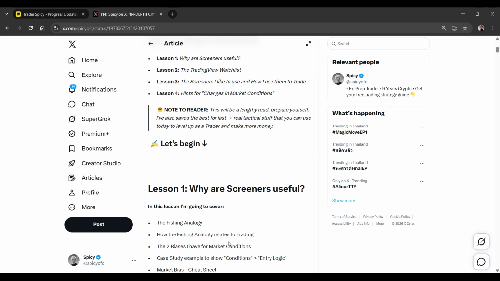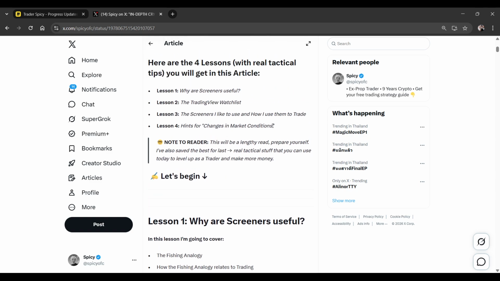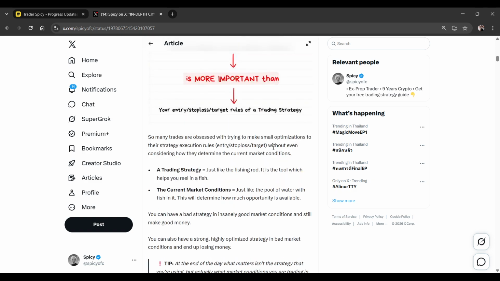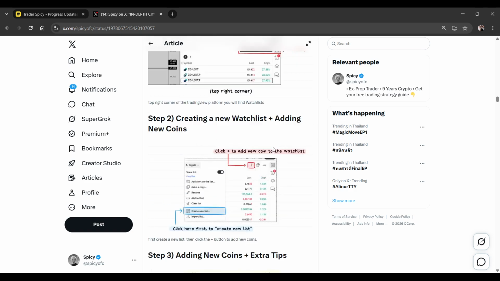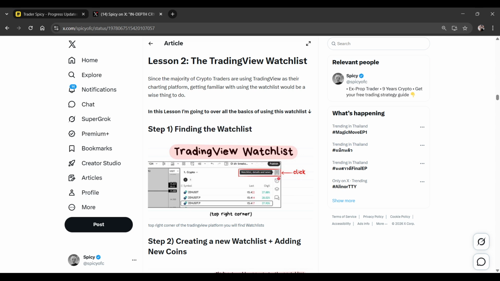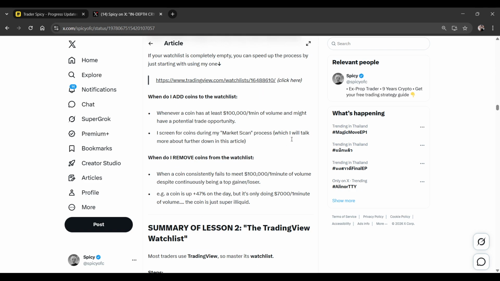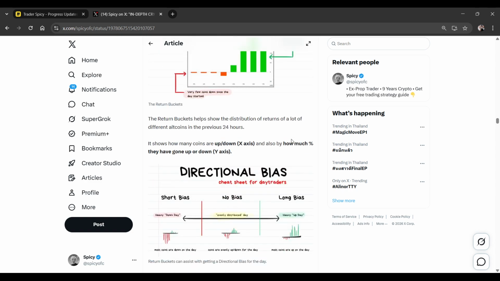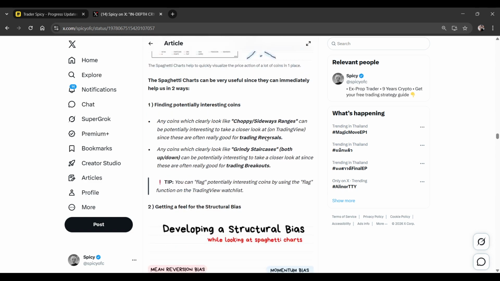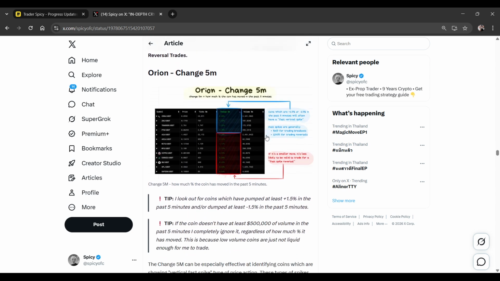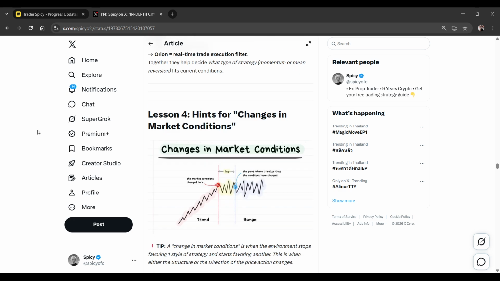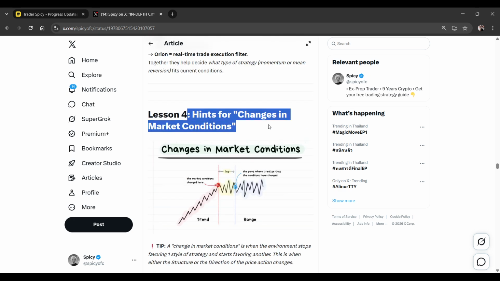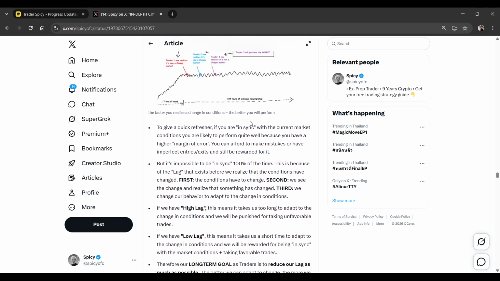There are 4 lessons that I cover in this article, and I go really, really in depth. I share step by step instructions as well, like how to set up a watch list. I go step by step with using the screeners, like what do I do? Basically each step of the process, I explain all of it. I also explain changes in market conditions.